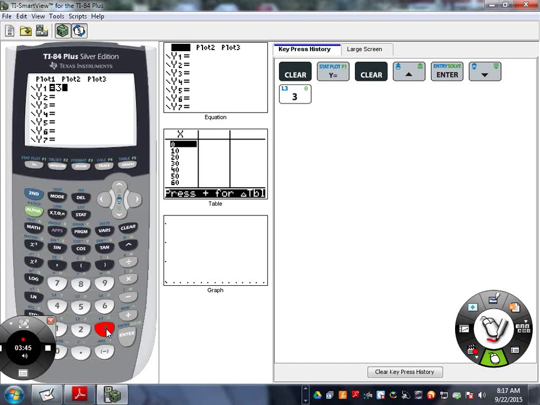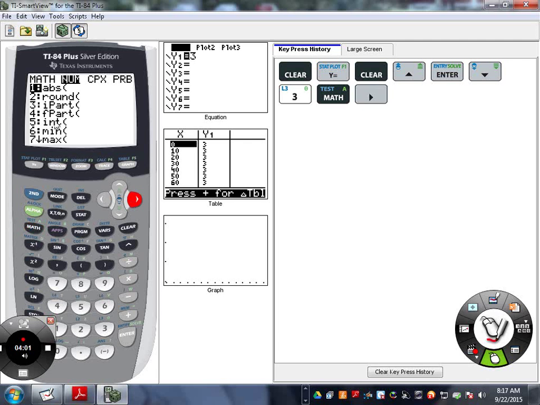And then I need to go get the absolute value function. Okay? Does anybody know what button on the calculator houses the absolute value function? Math. Good. Okay, so math. Reminder for those of you that don't remember, go over to the right one menu to num, and that number 1 right there is the absolute value function.